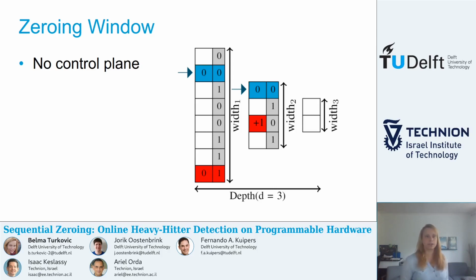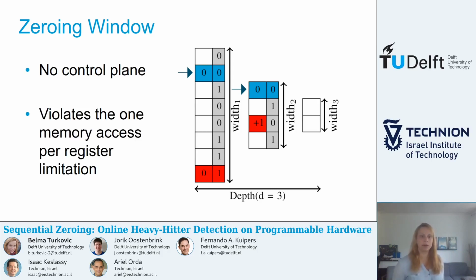However, if you look at this picture, we can see a big problem. It violates the same limitations of the programmable hardware as HashPipe, so it has two memory accesses per same register array. As we also need to increase a count, we now also need to delete a count, and we are accessing the first and second stage twice. To solve this problem, we designed a specific version of the zeroing window that addresses these issues.